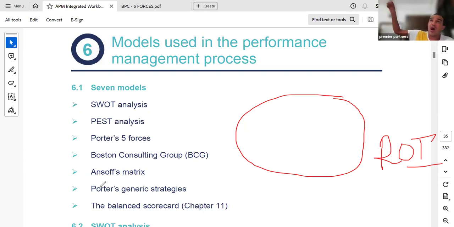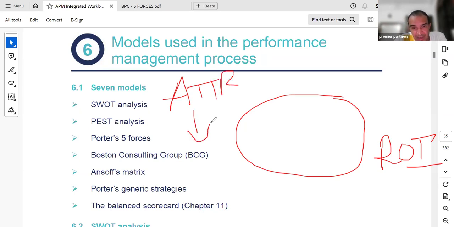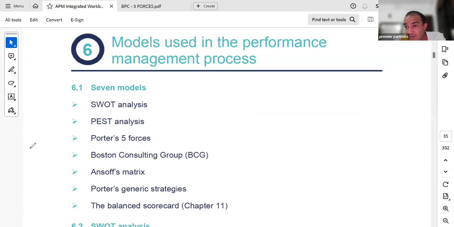If that is the case, how do I identify which industry gives me the highest ROI, if there are so many industries? And that's what Porter calls industry attractiveness. By attractiveness, he means ability to make profit, profitability. So an industry is attractive when you can make money from that industry. How do you identify whether you can make money or not? By looking at the five forces.